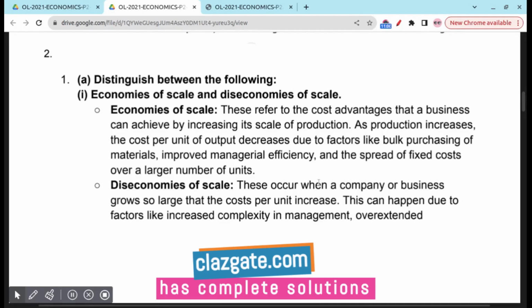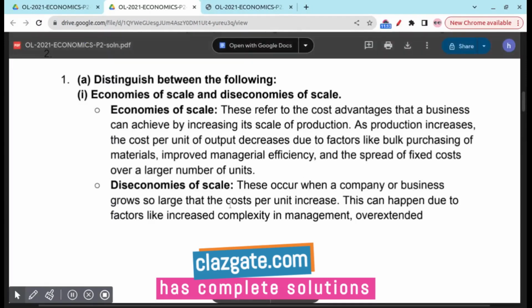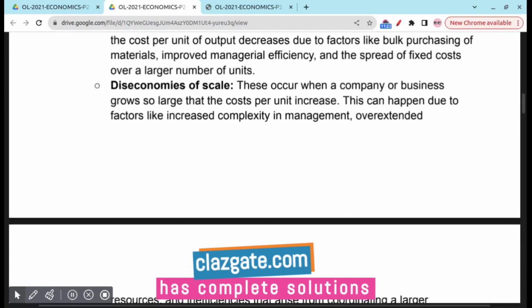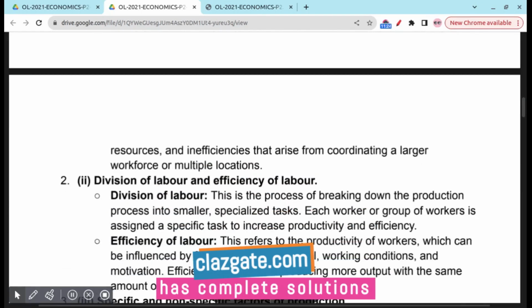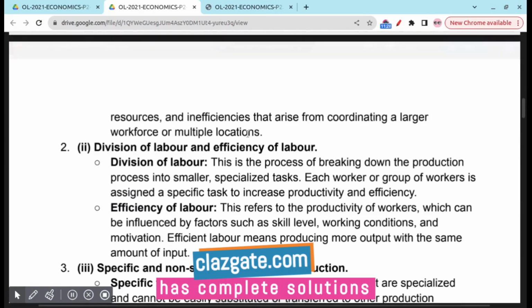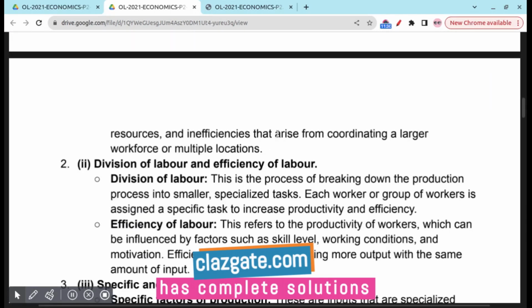So economies of scale is a cost advantage that a business can achieve when it increases the scale of production. And then diseconomies of scale occurs when a company or business becomes so large that its cost per unit increases. This can happen due to factors like increased complexity in management and inefficiencies that arise from coordinating a larger workforce or multiple locations.